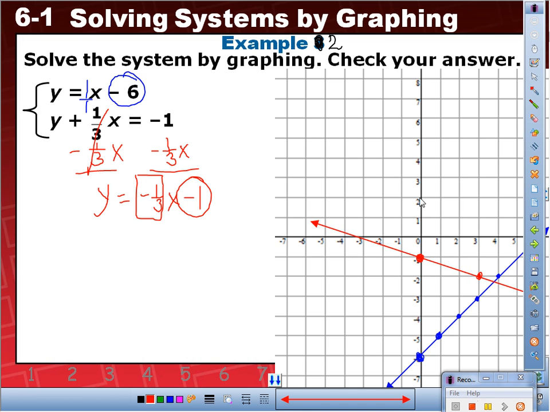All right, so it looks like step 1, solve for y, yes. Step 2, graph the equations, yes. Step 3, identify the point of intersection of the lines. So circle that point right there. Does everybody see the point where they intersect? Right here.